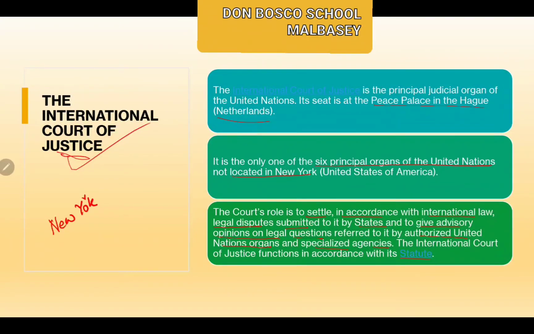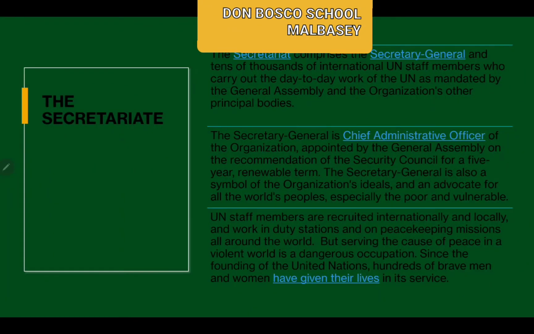Now the Secretariat. The Secretariat comprises the Secretary General and 10,000 international UN staff members who carry out the day-to-day work of the UN as mandated by the General Assembly and the organization's principal bodies. So the Secretariat comprises the Secretary General as well as many other members and staff.